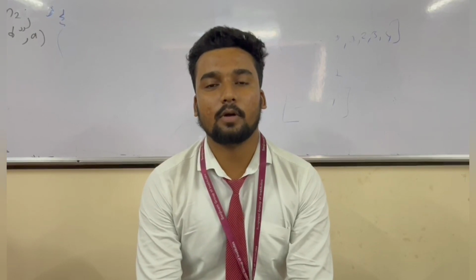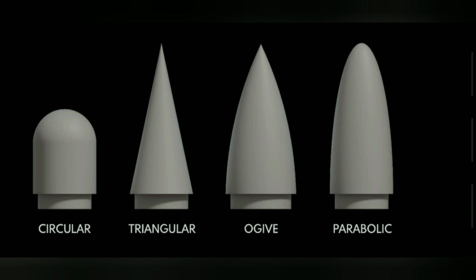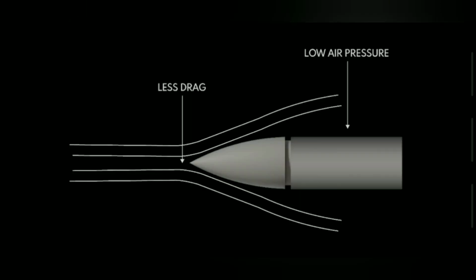I will be explaining the various parts of our model rocket. The first, topmost part of our model rocket is the nose cone. It has an ogive shape which helps to reduce aerodynamic drag, reducing pressure impact on the body. It helps the rocket to cut through air easily.